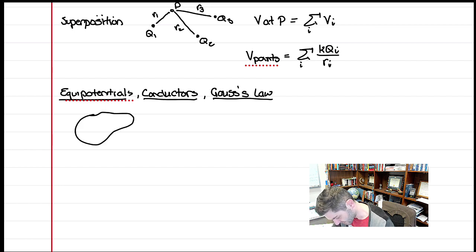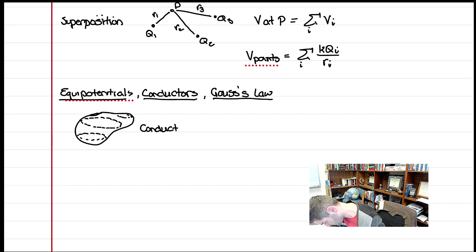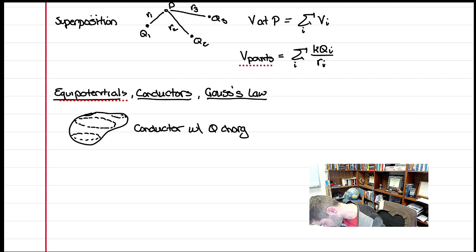Suppose I have some sort of conductor, and this is not necessarily a shell, it can be a solid object. In fact, I'm going to assume it's a solid object. So we have some conductor with some sort of excess charge on it. All right, so there's some charge Q, excess charge Q, that's on this conductor.